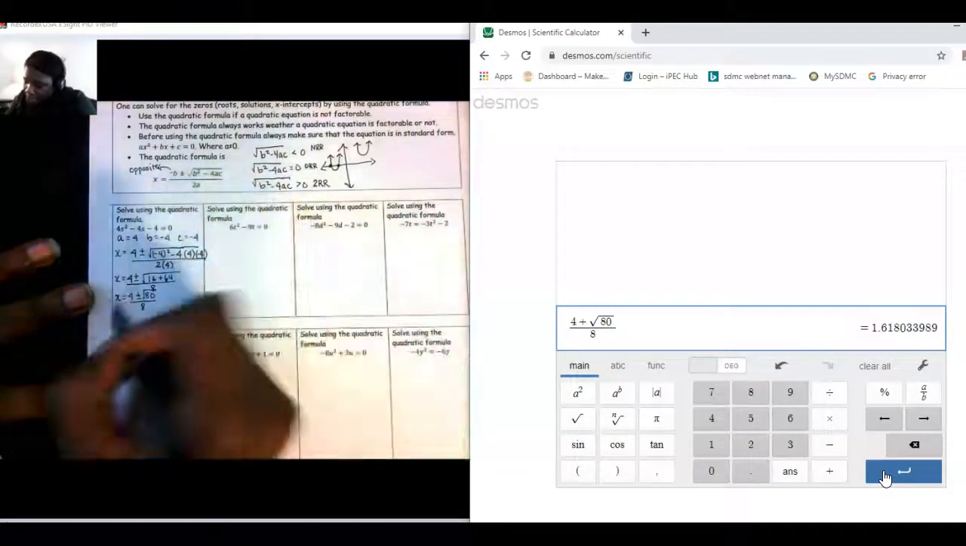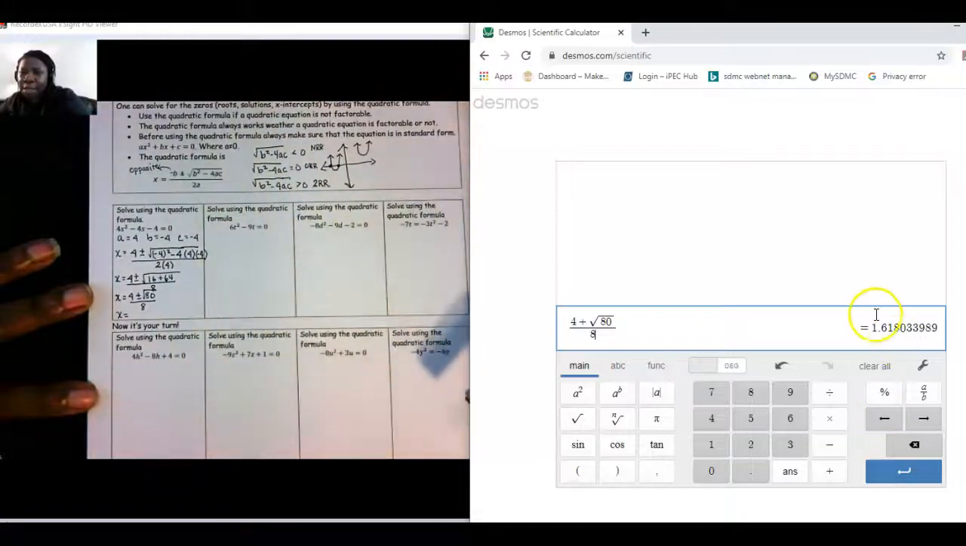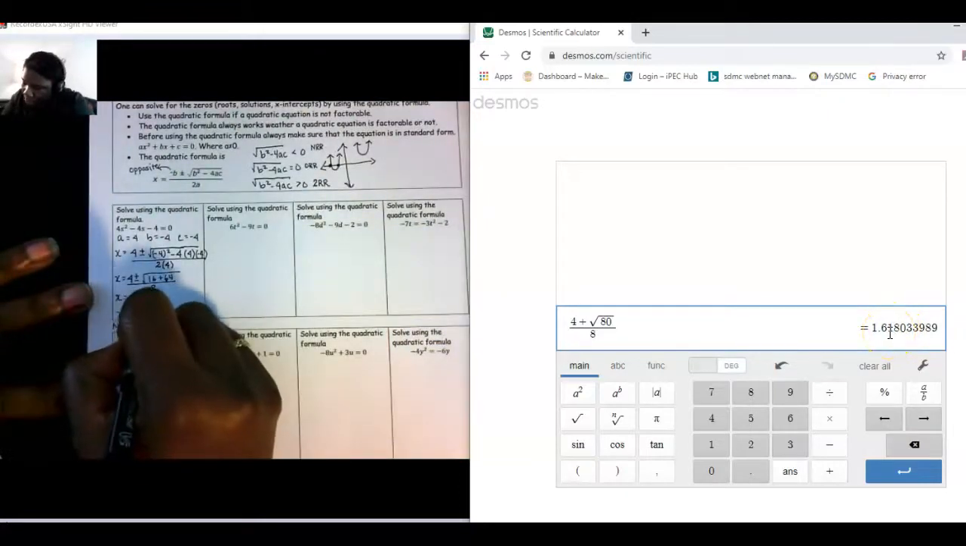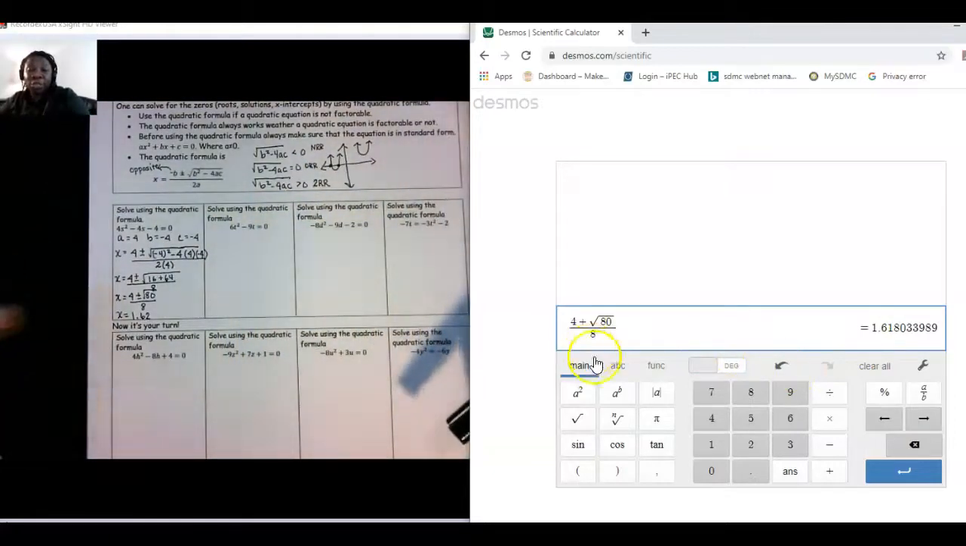1.618, but let's go ahead and just round it to the hundredths place. So I'm going to leave the 6 alone. The 1 is in the hundredths place. We're going to take the 8 and round it. So the 8 makes this 1 become a 2. So 1.62. Now, what we're going to do next is, remember we said there's 2 roots?